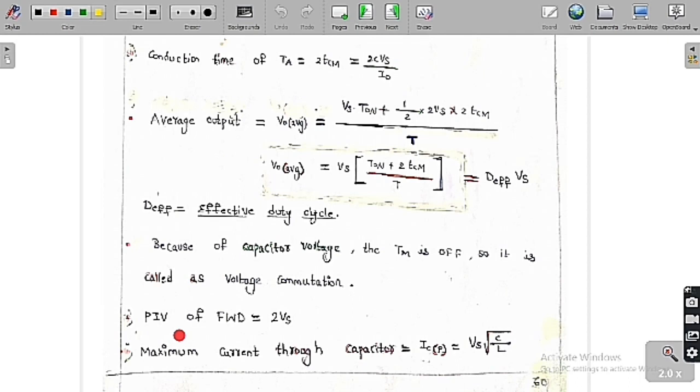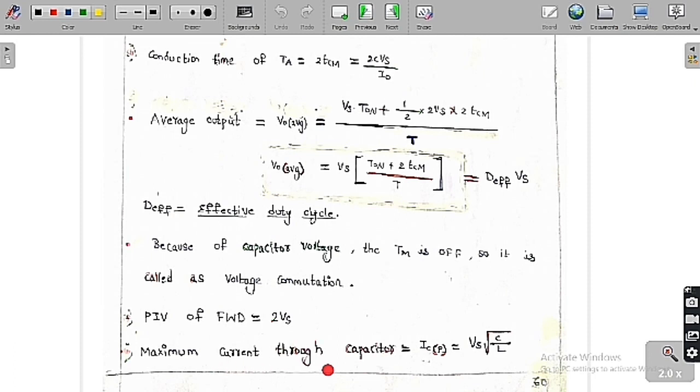So because of capacitor voltage, the main thyristor is off, so it is called the voltage commutation. And if you want to know the peak inverse voltage of the freewheeling diode, the voltage across the freewheeling diode is equal to the voltage across the load. The maximum output voltage is 2 Vs. Therefore the peak inverse voltage across the freewheeling diode is equal to 2 Vs.